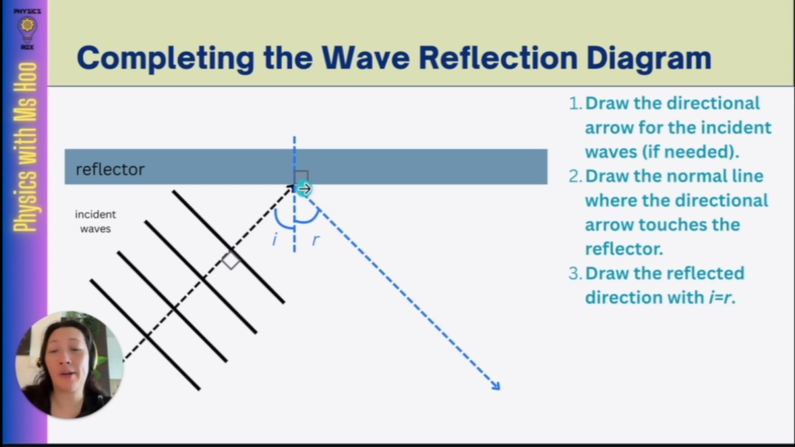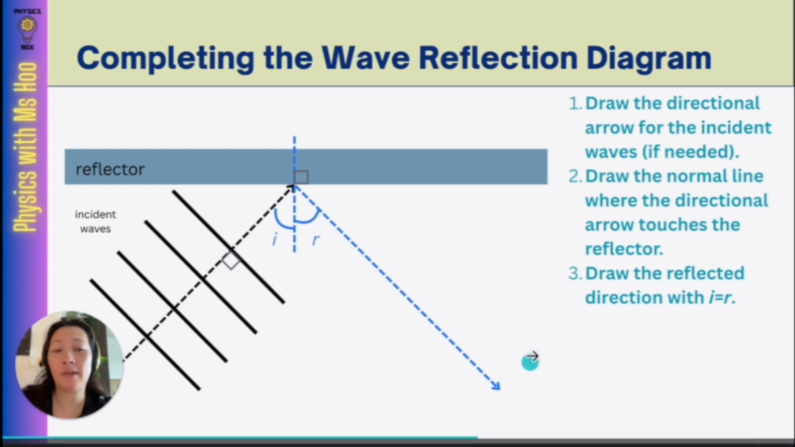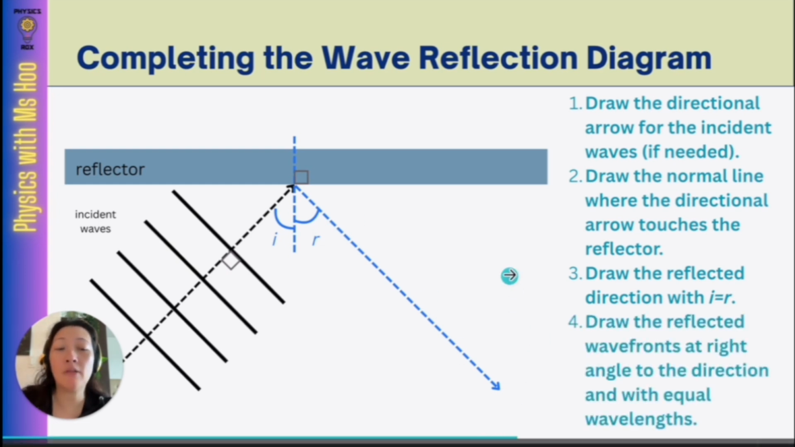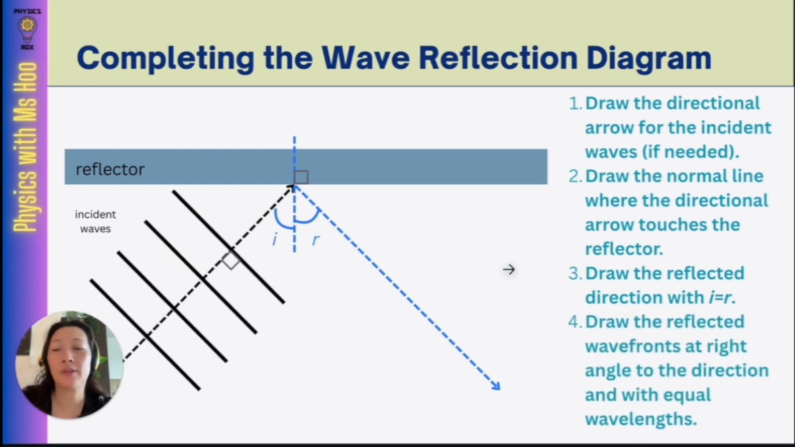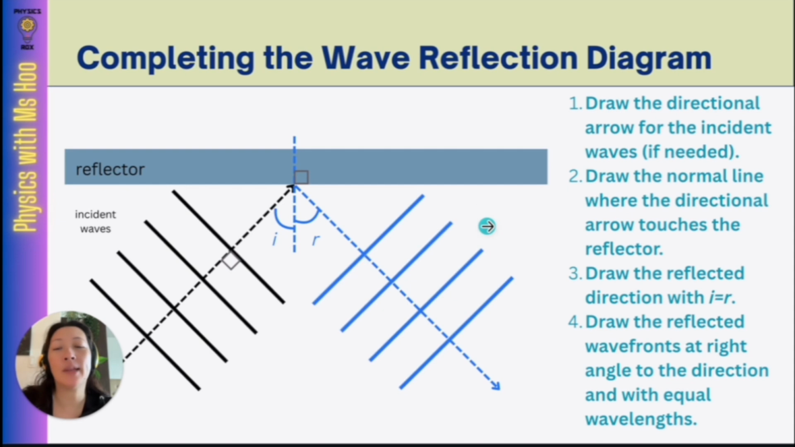Now we need to get the directional arrow first before we can draw the wave fronts. You need to have this line because you need to get the angles first before we draw the wave fronts. And now that we have the reflected direction, we can now draw the reflected wave fronts. So remember that the wave fronts are perpendicular to the direction of travel. So this is how we can draw the reflected waves.